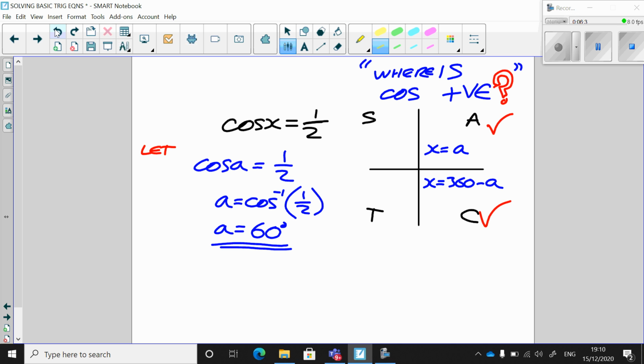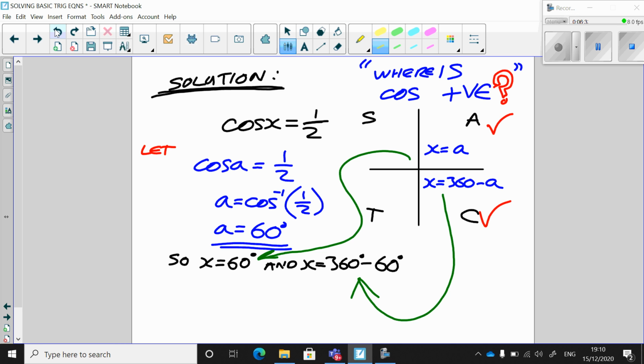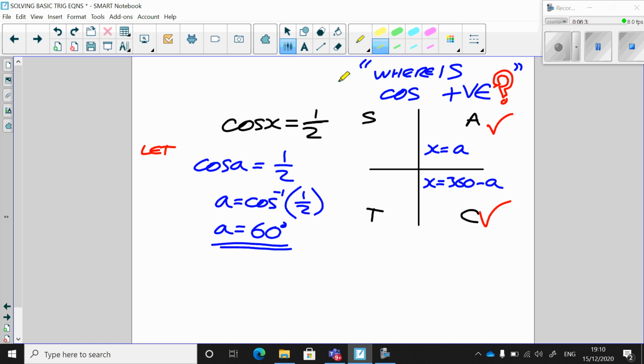Right, so I'm happy with that. That's my calculator answer. And what I've shown you there is that I'm going to feed my calculator answer into here and here. So one of them is going to be x equals 60, and the other one is 360 minus 60.